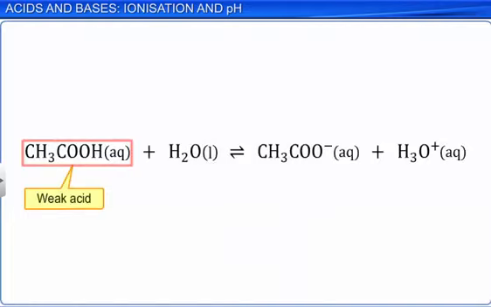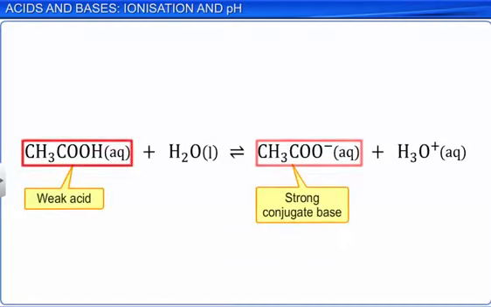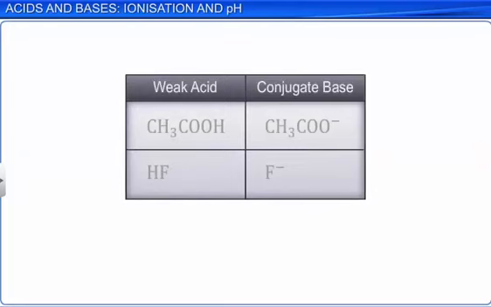Weak acids like acetic acid CH3COOH and hydrofluoric acid HF have very strong conjugate bases like acetate ion CH3COO- and fluoride ion F- respectively.